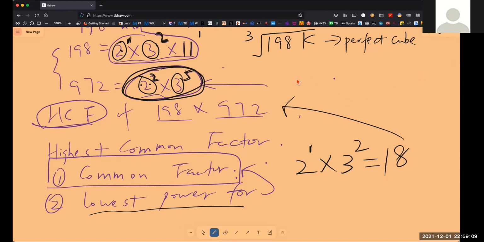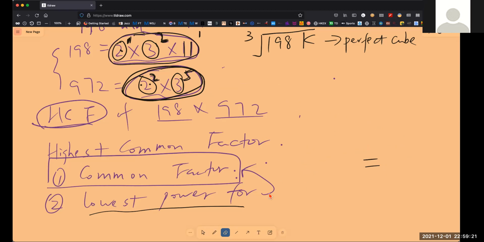Okay, so instead of writing 198, you write it in this manner. I just change it to the prime factorization, or the index notation. So 198 is 2 to the power 1 times 3 to the power 2 times 11, all under a cube root. So basically, I just replace the 198 with this, and of course, times k.